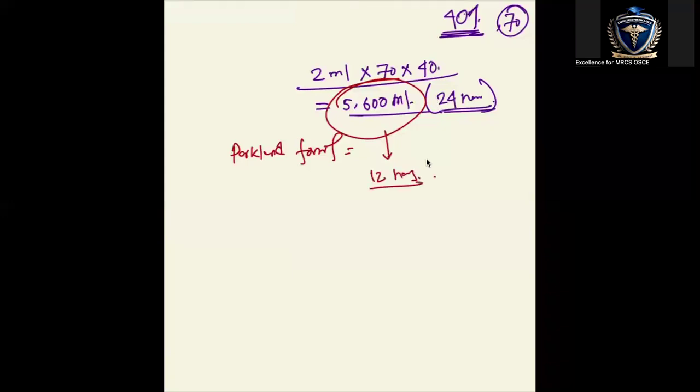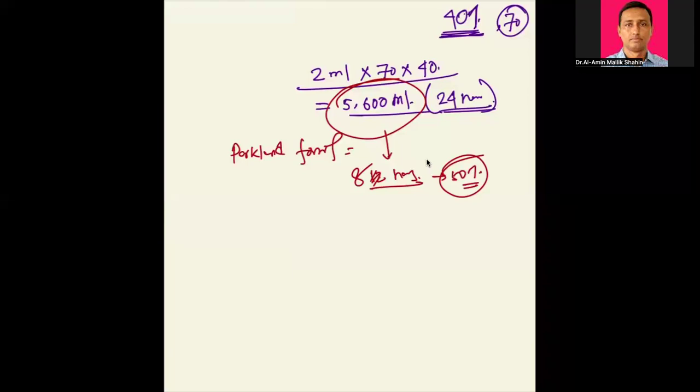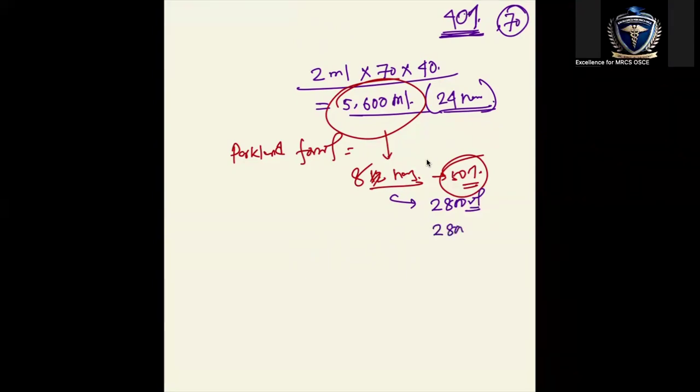First 8 hours, 50%. So what is the 50%, bhaiya? 2800. Exactly. So the remaining 2800 you'll have to give within the next 16 hours, right?